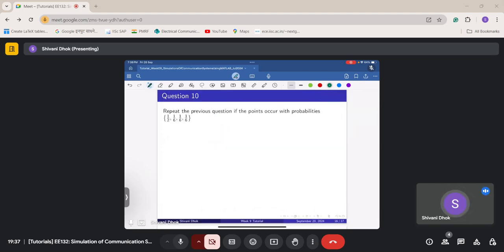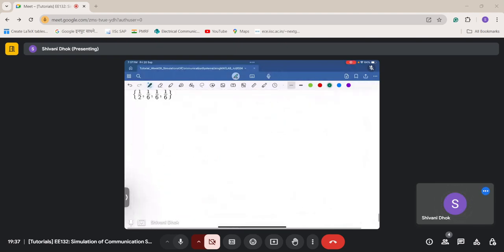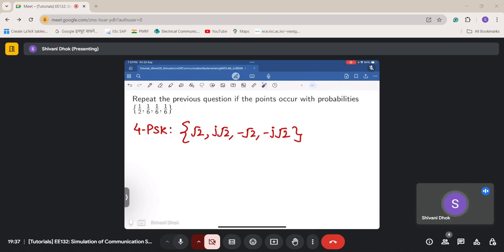So if that is clear, let's quickly move on to the last question for today. This question says, repeat the previous question if the points occur with this given set of probabilities. Okay, so we have two constellations. First one was 4 PSK. This had root 2, j root 2, minus root 2 and minus j root 2. And it is said that these take the given set of probabilities with one-to-one correspondence.